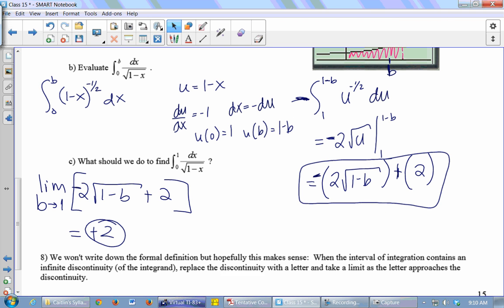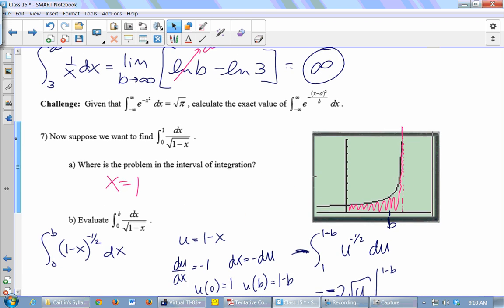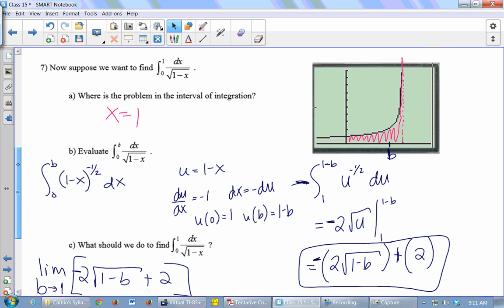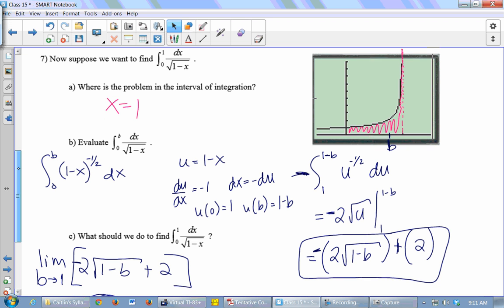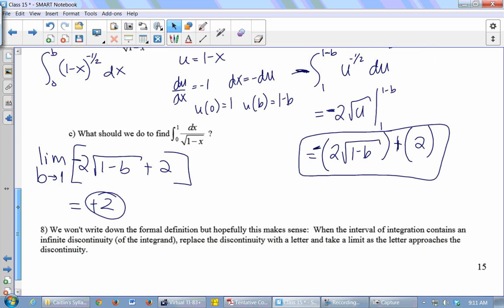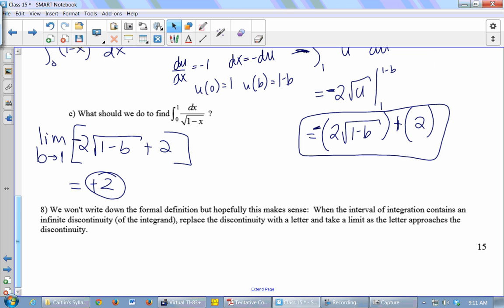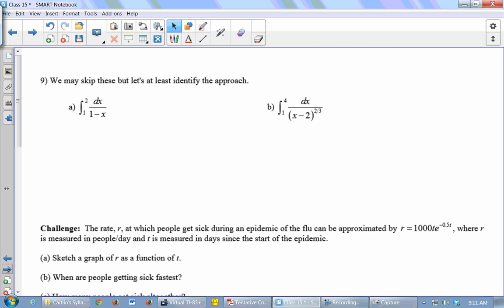All right. So now number 8. I'm not going to write down the formal definition because we didn't need it written formally to use it. We just used it already, right? And the formal definition just looks like it's just so much going on. Even if you break it down to the pieces, right? Find the discontinuity, replace it with a letter, take the limit as the letter approaches the discontinuity. Just what we just did.